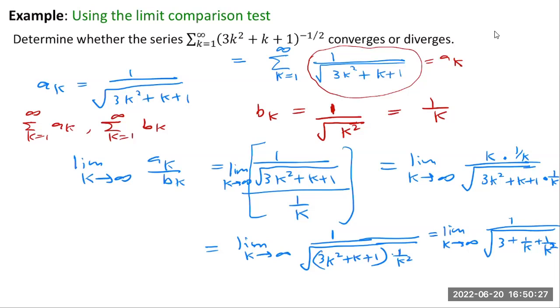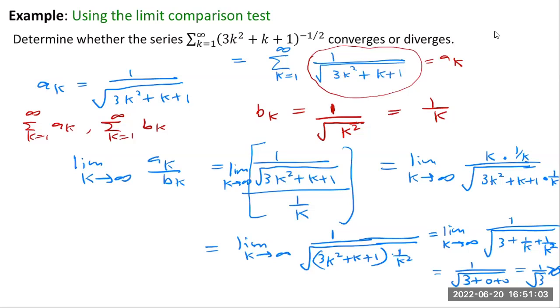That's what you get. Now notice that as k goes to infinity, you can take the limit of the top and bottom separately, and you can send the limit inside the square root. If you take the limit as k goes to infinity here, this term will go to 0. This term will go to 0. That means you get 1 over square root of 3 plus 0 plus 0, which is 1 over square root of 3. Notice that this is a positive number.